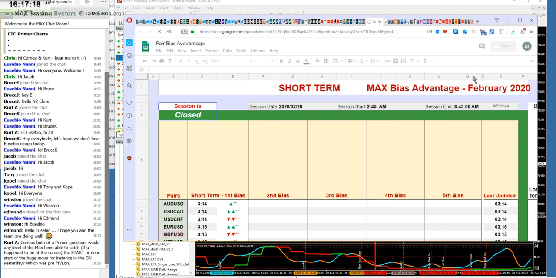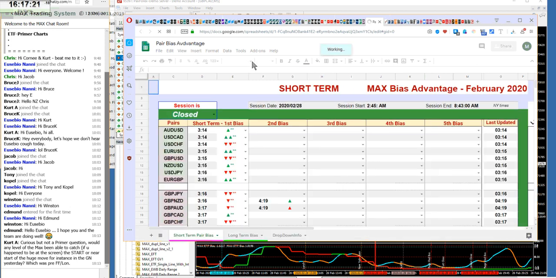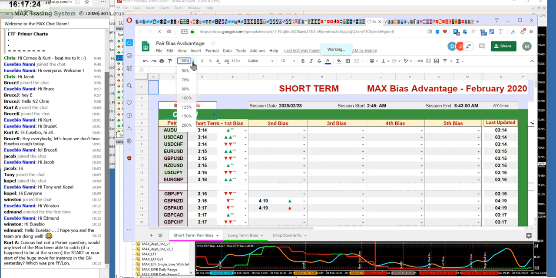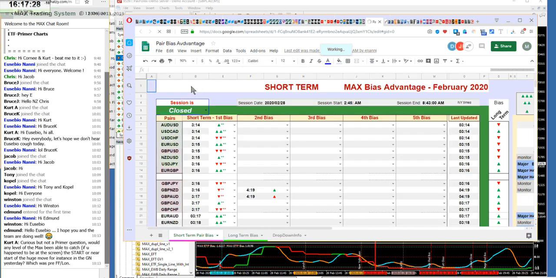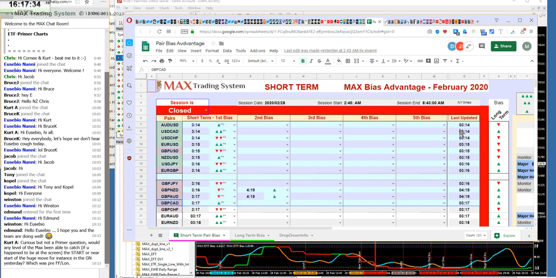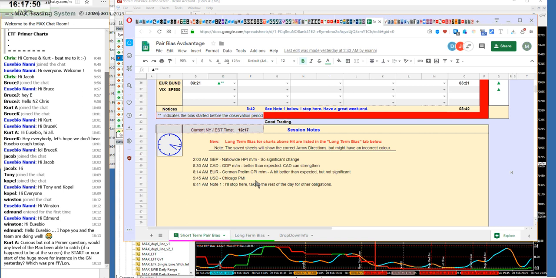So, this is Eusebio's pair bias spreadsheet. Drop it down a little. You can see that for the London Open, my pound CAD was long. I have stopped my session a few minutes after the CAD news, so I have had no time to update the entire worksheet because it takes me 20 minutes. But if you look in the notes at the bottom of the page, I have made a special note. The GDP was better than expected, so CAD can strengthen. This was a clear message that the CAD should be taken long, and so the pound CAD short.